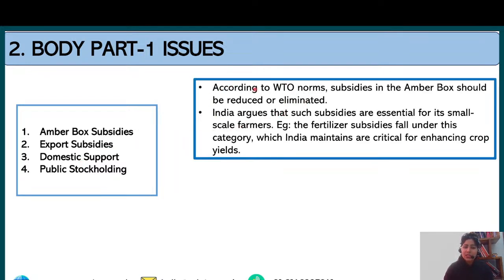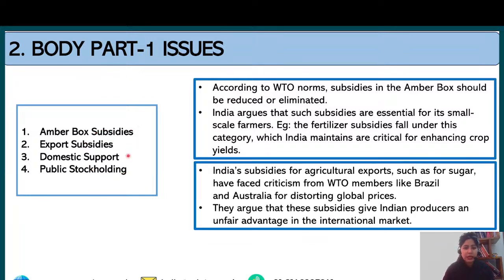When it comes to amber box subsidies, just say that according to WTO norms, these subsidies have to be reduced or eliminated. Now, the problem here is that India needs such subsidies for its small scale farmers, and fertilizer subsidies, for example, fall under this category. And to enhance crop yields, India needs these subsidies. But on the other hand, developed countries say that because of these fertilizer subsidies, the amount of pesticides or fertilizers that farmers are using in production of crops is rising. That means toxicity in food grains is rising, and that is because of the subsidies given by India.